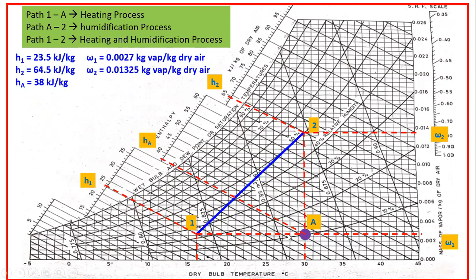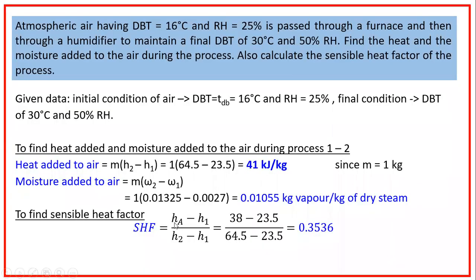Total heat is nothing but the sensible heating from 1 to A and latent heat from A to 2. So this summation is taken as 1 to 2. So H2 minus H1 is the total heat. The sensible heat is HA minus H1. So go here, numerator HA minus H1 divided by H2 minus H1. If we simplify, we'll get the sensible heat factor.